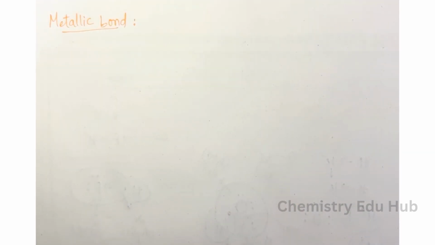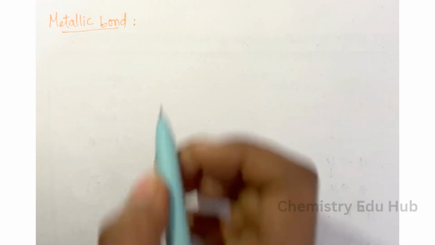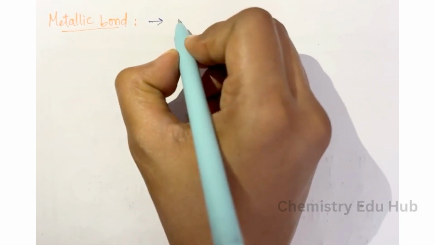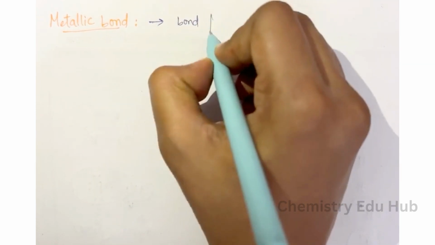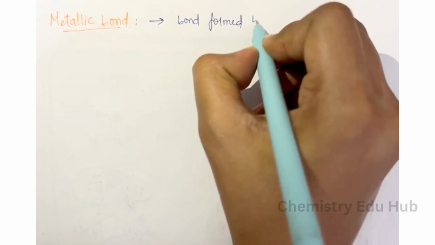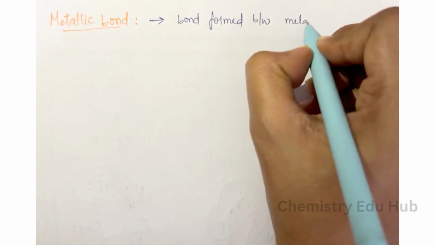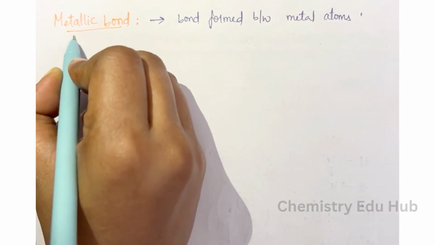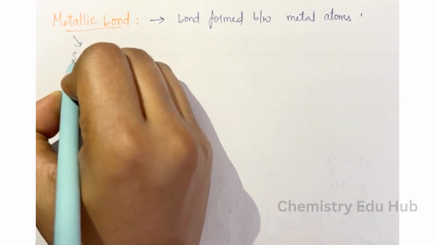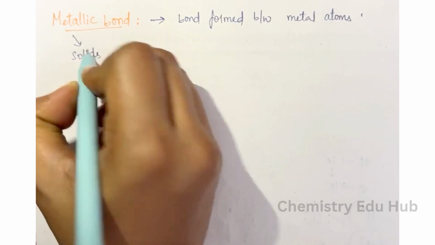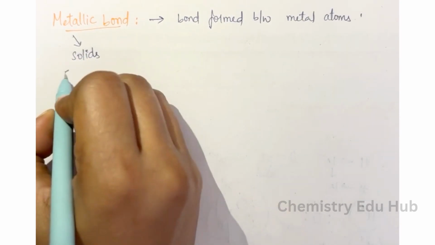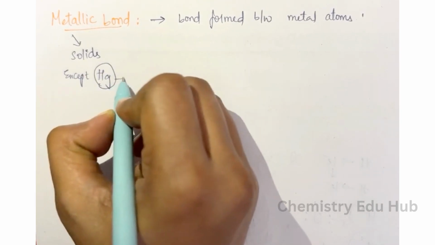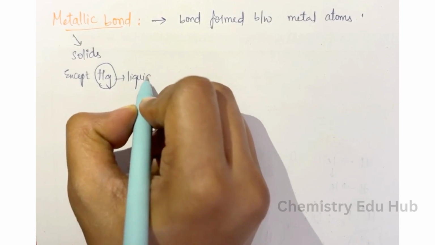Now let us understand the metallic bonding. So metallic bond, by the name itself, we can understand that it is a bond formed between metals, between metal atoms. So what are the general properties of metals? Metals are all crystalline solids, or you can say they are solids. But there is an exception. Except mercury being a liquid, rest all are solids.